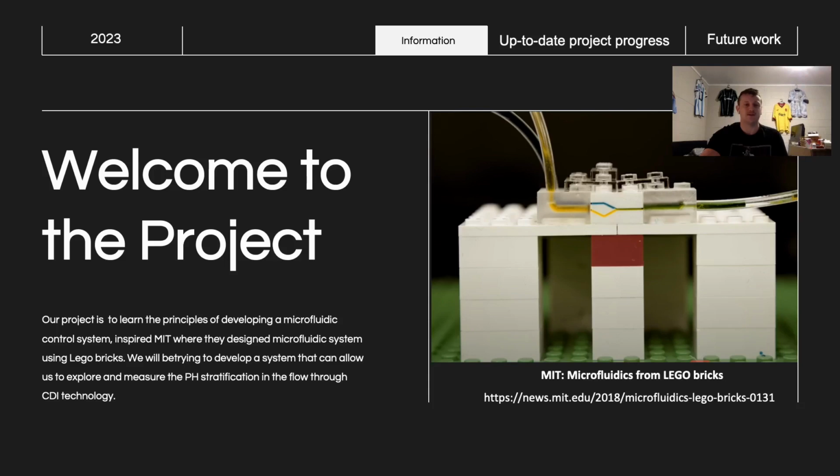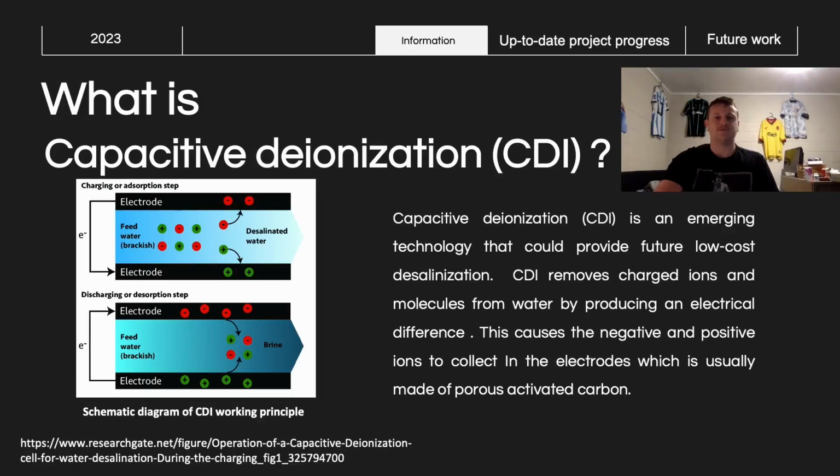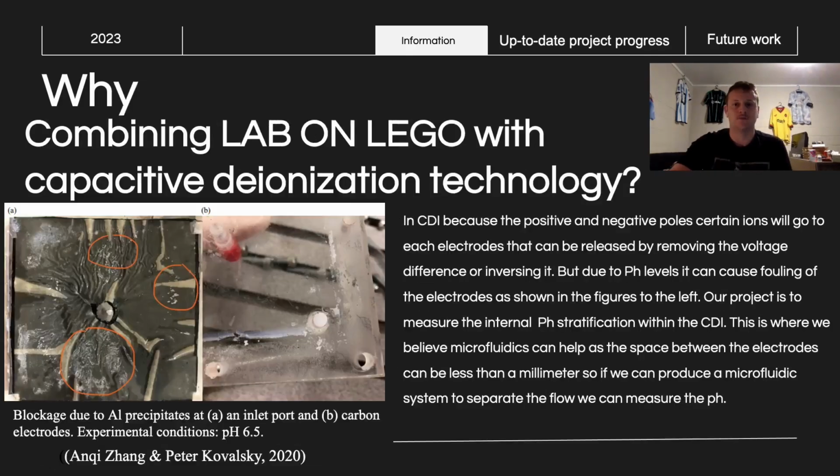within a capacitive deionization cell. Capacitive deionization, or CDI, is a relatively new technology that passes a fluid through a micro gap between two porous electrodes like activated carbon. When an electrical current is applied to the electrodes, it creates an electrical difference between the electrodes, which causes charged ions in the fluid to be attracted to the electrodes. Because of this, it is an attractive technology for the desalinization of water, as it could be low cost along with a low energy requirement.